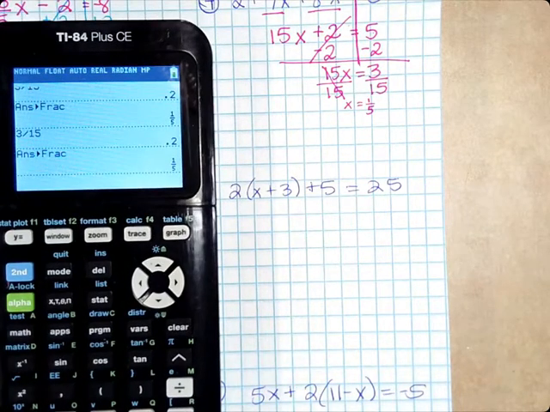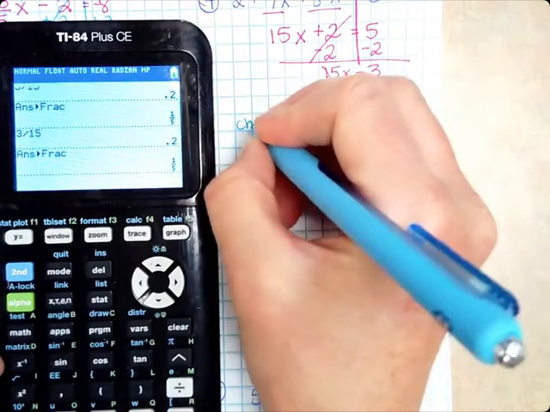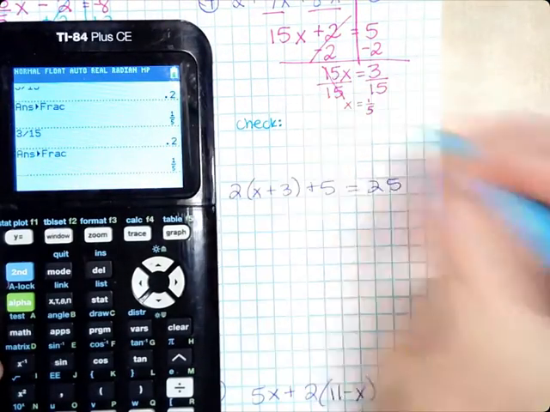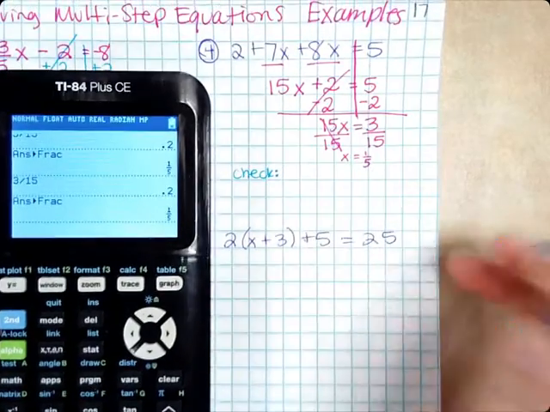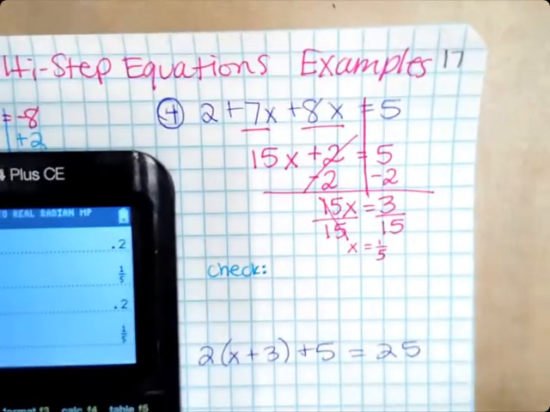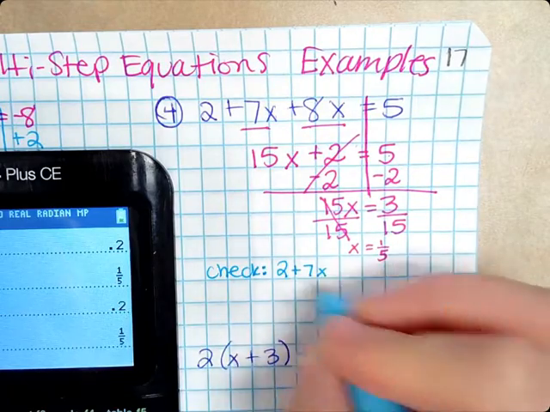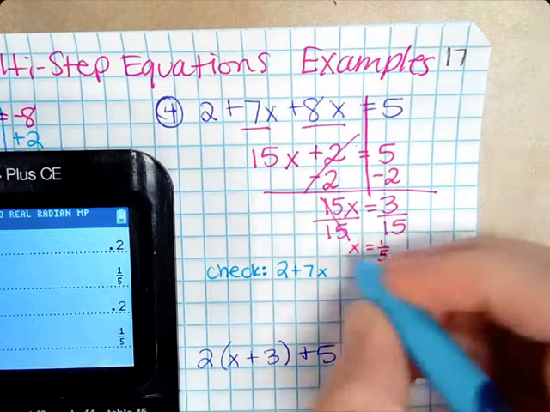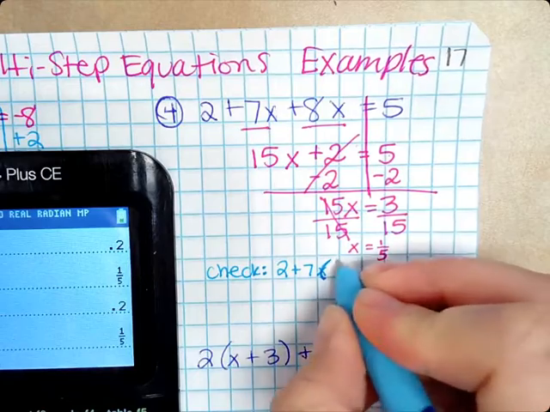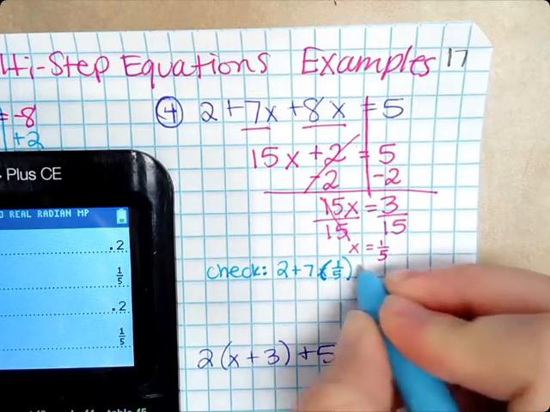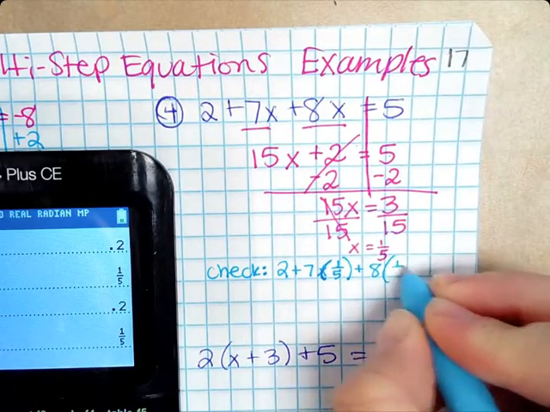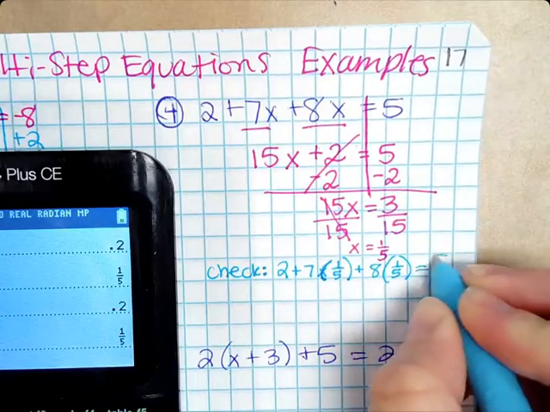So now let's show checking our work. We always substitute in the original equation. So 2 plus 7x. Oh, instead of x, what am I going to write? 1/5. 1 over 5. Plus 8 times 1 over 5 equals 5.